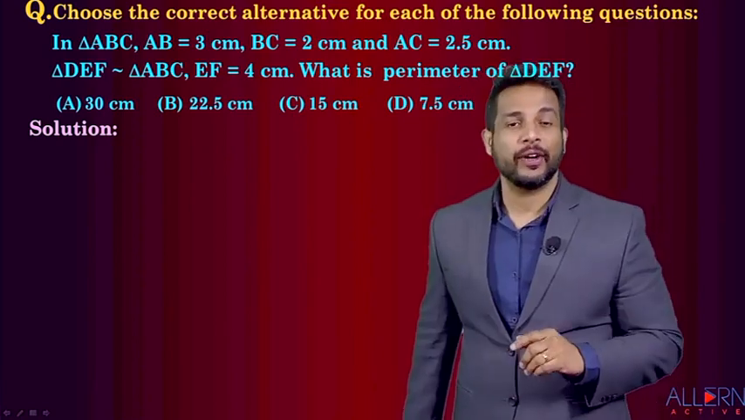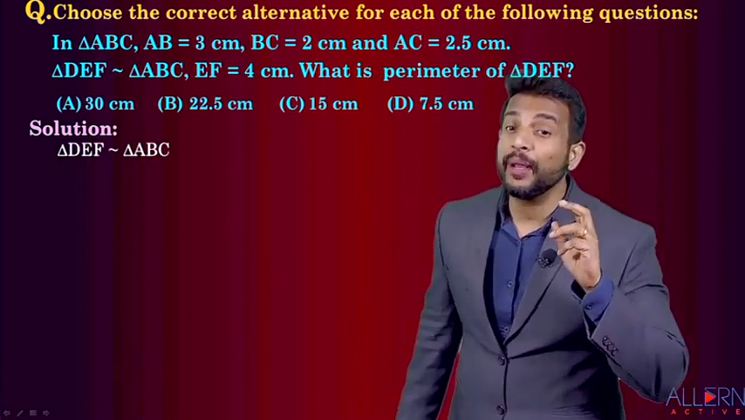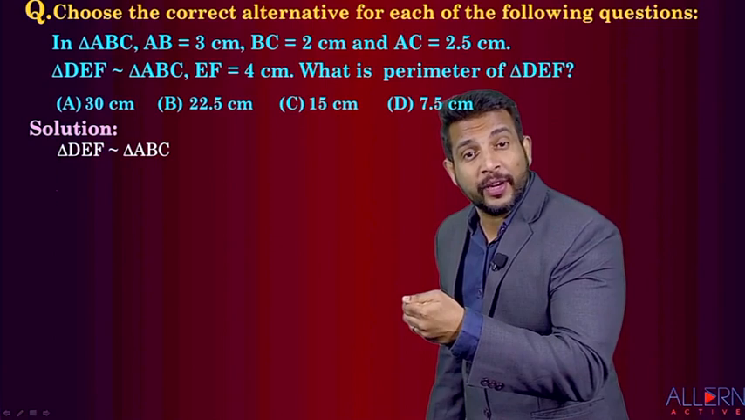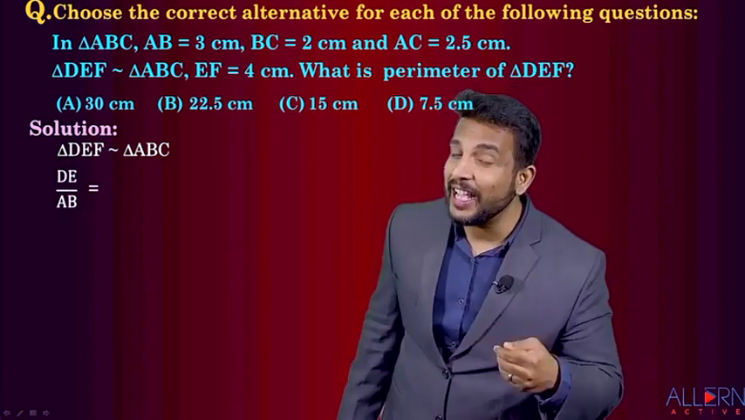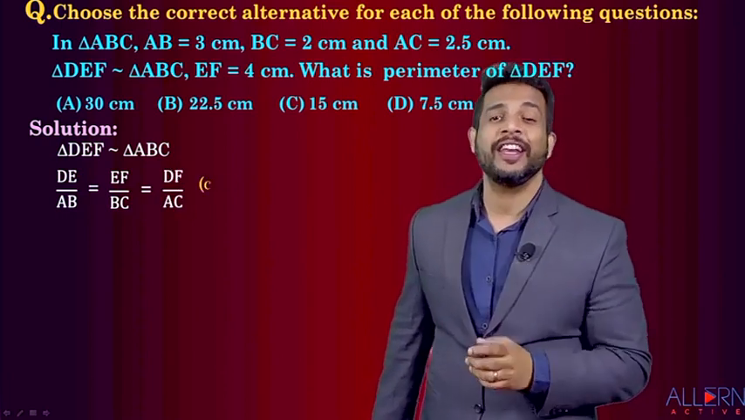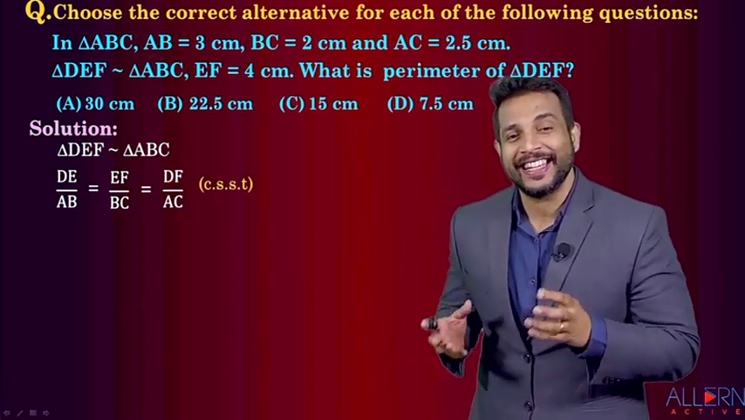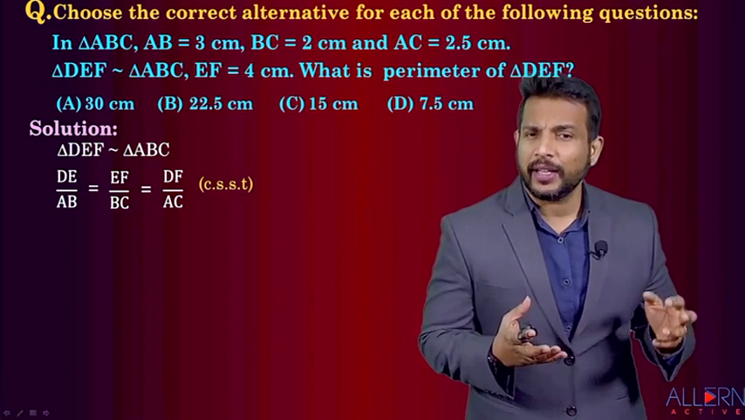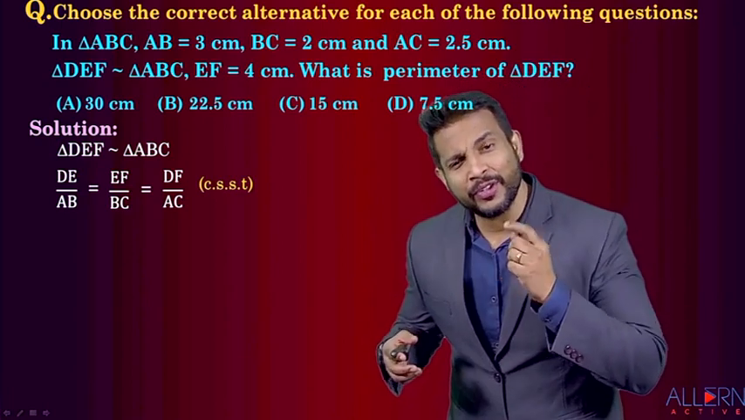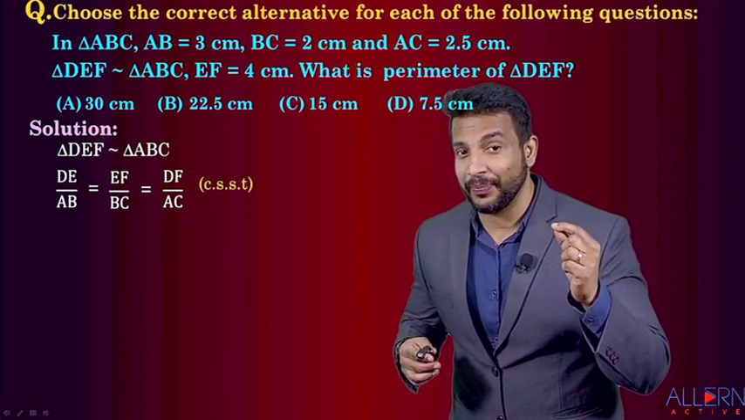Now that's a very easy one. We know that both the triangles are similar. When they are similar, we know that all the three ratios of the corresponding sides are equal. That means we are saying that DE upon AB is equal to EF upon BC is equal to DF upon AC, and the reason is CSST, corresponding sides of similar triangles. We need not write all the steps, only for your understanding. In the examination, you just need to write the correct answer, right?